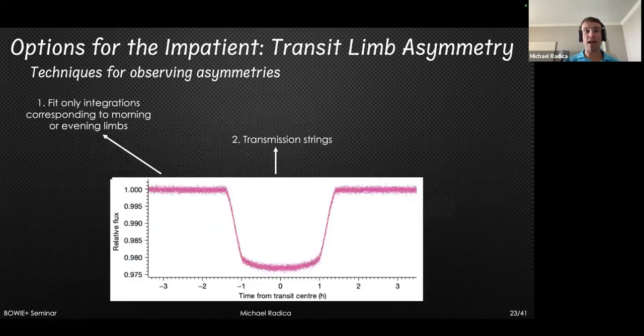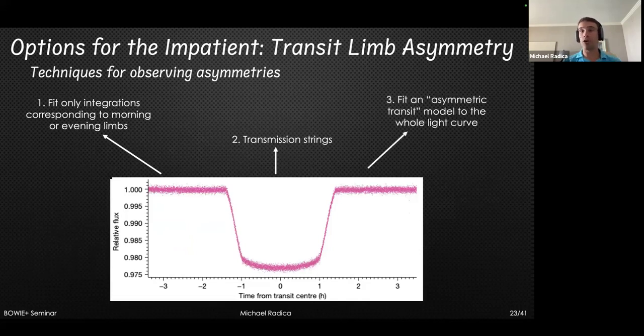Now, the final technique, which I think is the one that's been most widely adopted by the community, is fitting what I'm going to call an asymmetric transit model to the entire light curve. And this is primarily done with a Catwoman model from Jones and Espinoza a few years ago. One of the big benefits of this method is that it uses the entirety of the transit light curve. Another big benefit is that the bar to entry for this is very low. Effectively, you're fitting the same Batman model that you would normally fit to your transits, but you're adding an extra parameter to allow for an asymmetric transit.